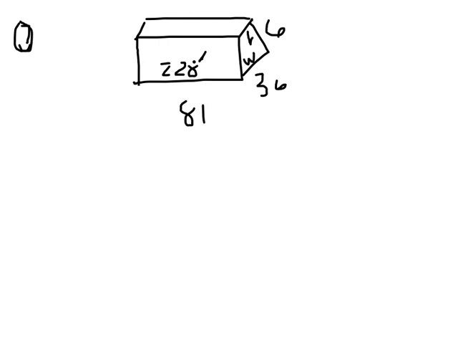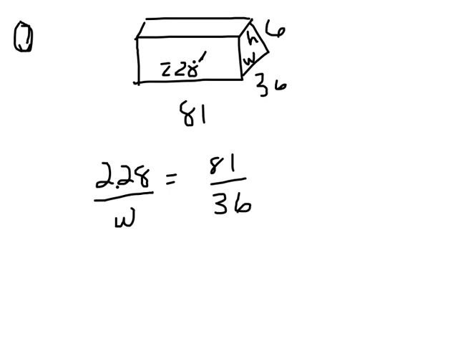So they labeled the width and the height, and they want you to solve. They give you this proportion based on that figure: 228 over the width is equal to 81 over 36. They say solve this proportion to find the width. They set this up for you. So what are you going to do to solve it?